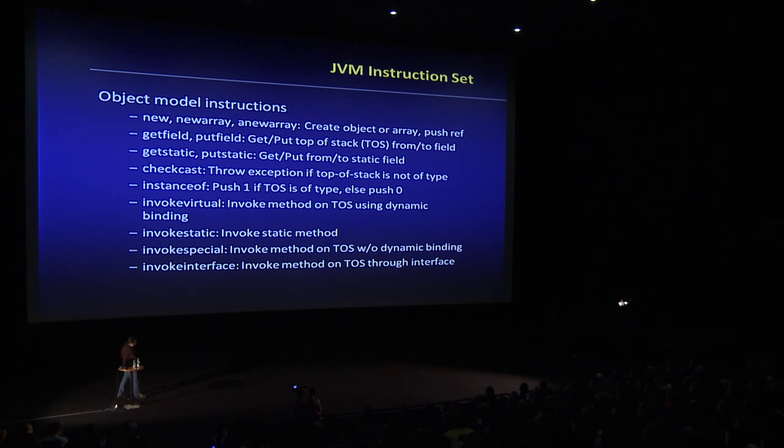Of course, the JVM also understands the fact that this is an object-oriented language. There is an object model that it needs to understand. And so the new opcode specifically creates a new object. Now the interesting thing about the JVM: in the Java world, we understand that newing an object means implicitly you always call its constructor.